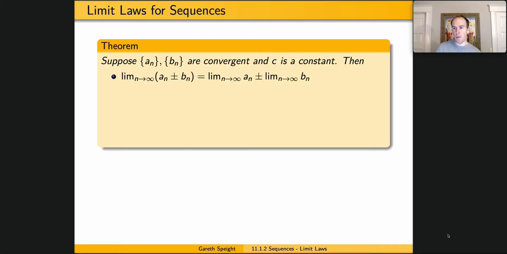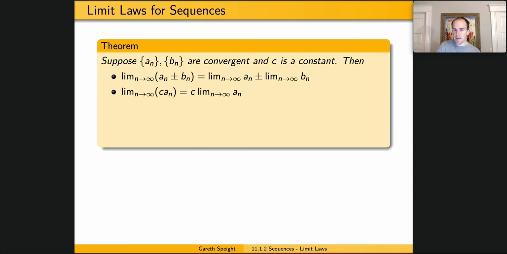So the limit laws are a way to combine two limits that we already know to find limits of other functions that are basically made up from them. So suppose an and bn are two sequences that we know converge to something, and c is a constant. Then we can say something about other sequences that we get from combining a and b in various ways. For instance, the limit of an plus bn is the limit of an plus the limit of bn, or the limit of a difference will be the difference of the limits.